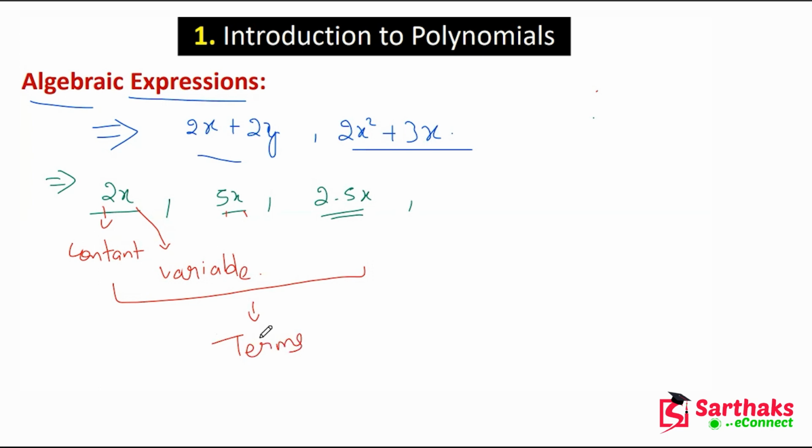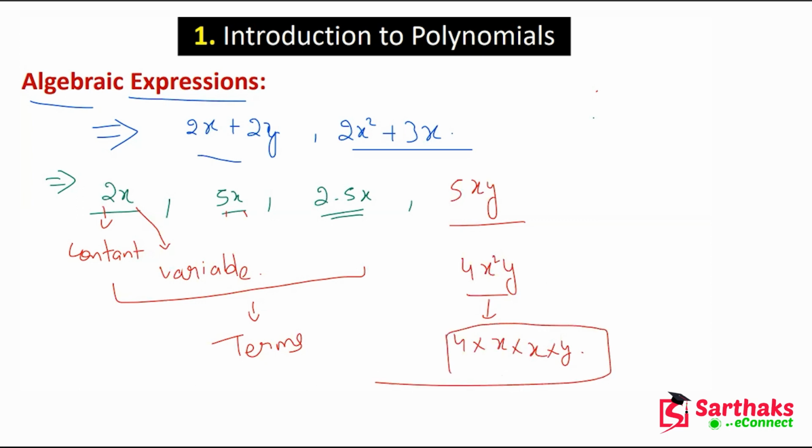Now let's talk about another example, like 5xy. We have the variables x and y and the constant term. So this is the product of a constant and the variable terms. Now let's take another example, 4x square y. It is also a term. Here the term is the product of 4 into x into x into y. So this term is made up of this. I hope you get this point.